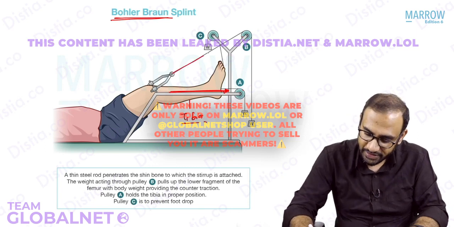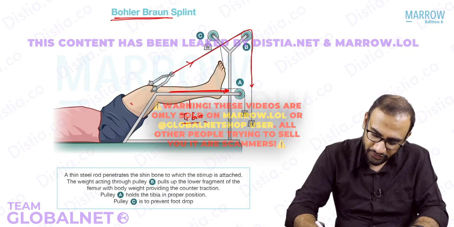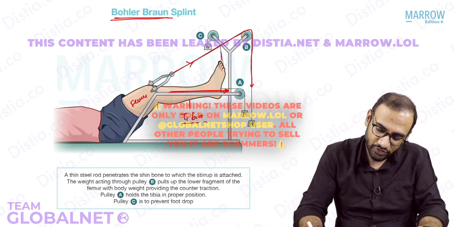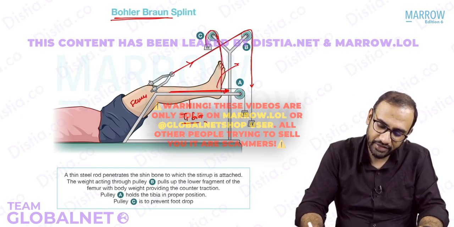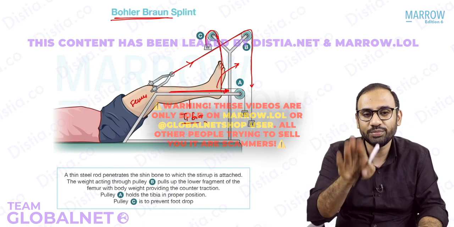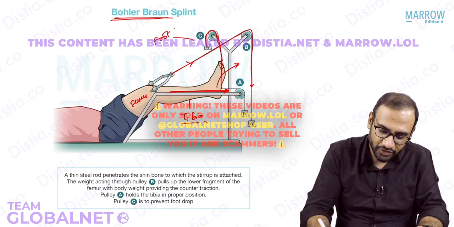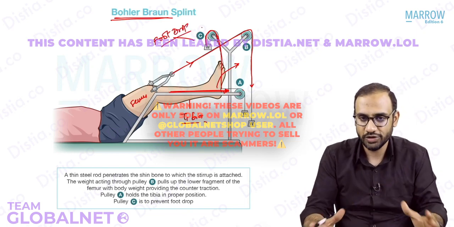Pulley B, the force is in this direction, so you usually use it for femur fractures. And pulley C, the purpose of pulley C is basically to keep the foot straight, preventing foot drop, preventing plantar flexion. So use pulley C to prevent foot drop. So these are the 3 pulleys of the Böhler and Brown splint.